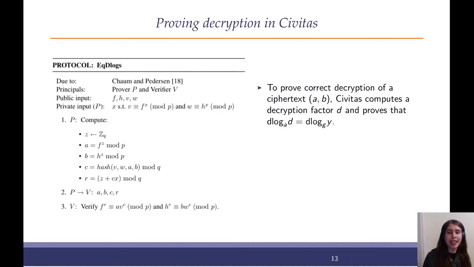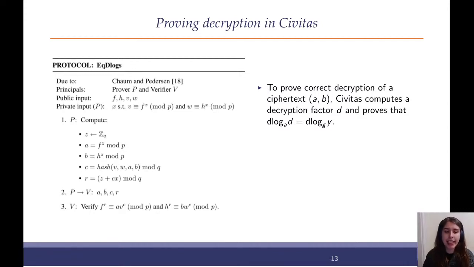So in Civitas, to prove decryption, they use a primitive called EQDlogs, meaning proving that two discrete logarithms are equal. In the algorithmic crypto system, they've got a ciphertext, which is a pair A-B. They compute a decryption factor by raising A to the power of the secret key, and they prove that they really did raise it to the same power that the public key was raised to. And this should prove honest decryption.